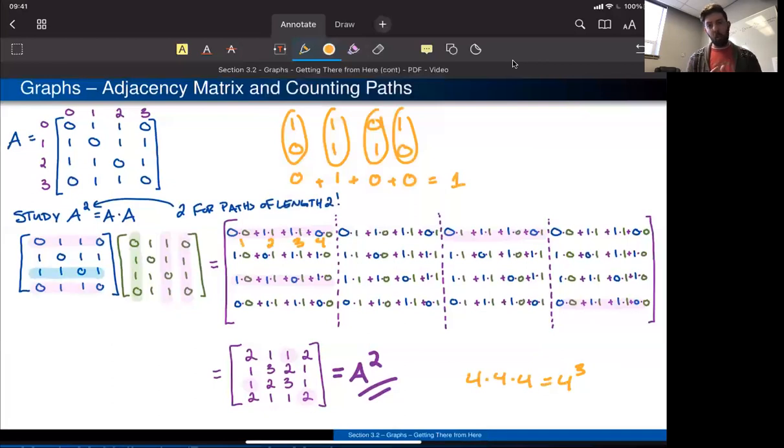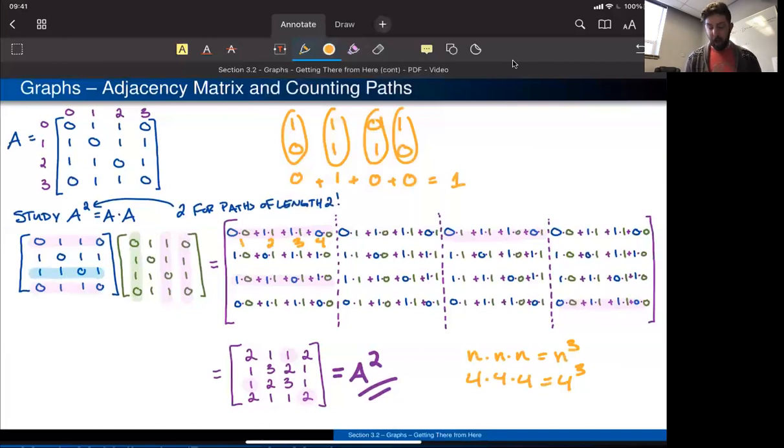So if I change the 4 to 10, then the number of multiplications I would have to do would become 10 times 10 times 10, or 10 cubed. In general, if A is an n by n matrix, the number of multiplications is going to be n times n times n, or n cubed. So there's a lot of stuff going on.